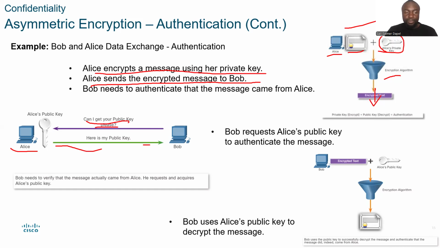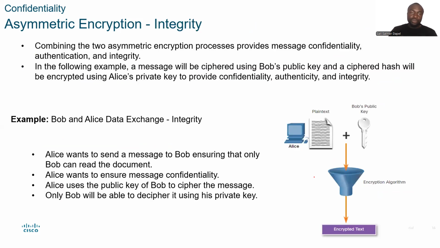For Bob to decrypt it, he says, can I get your public key, please? And then you have Alice's public key here, and she sends her public key to Bob. Bob requests Alice's public key to authenticate the message. And once he does that, that is where the authentication happens. Okay?